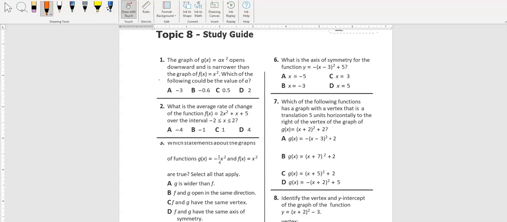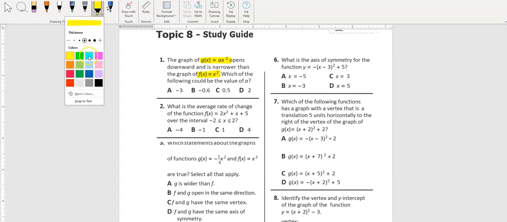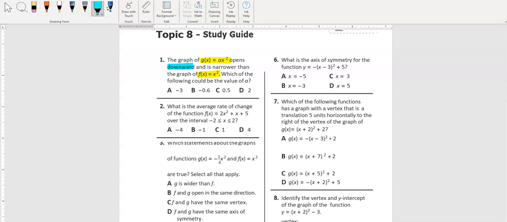Okay. So number 1 on your study guide, we're looking at the 2 graphs here. You should know automatically that this graph right here is our parent graph, okay? And that this graph is basically anything that I'm multiplying the parent graph by. The only thing that's different between these 2 functions is the a value. In the parent function, a is positive 1, but in the graph g of x, a could be any value.